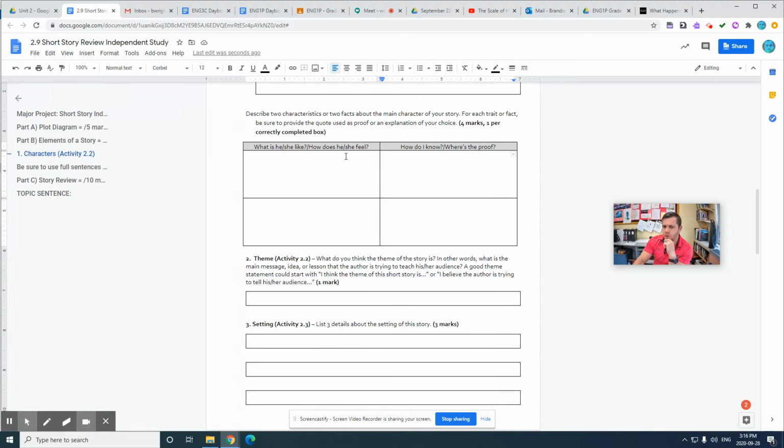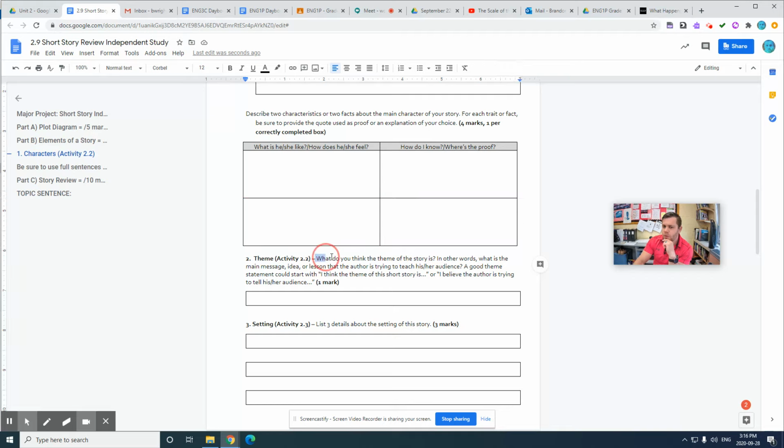I want you to think of your own ideas here. You get 1 mark for each correctly completed box. So if you tell me what the main character is like here, give me a quote and page number here, that's 2 marks, and then another 2 marks for this one.